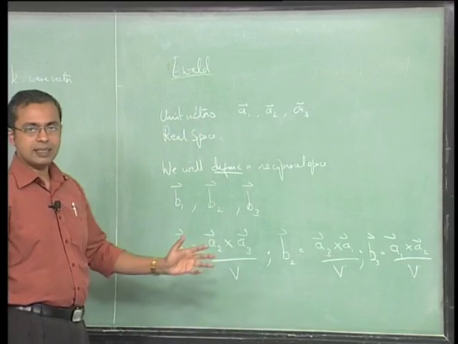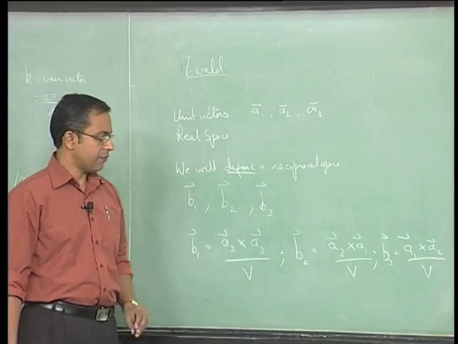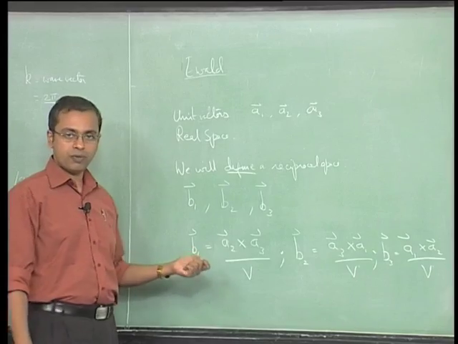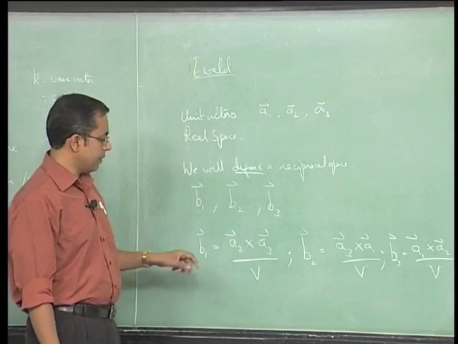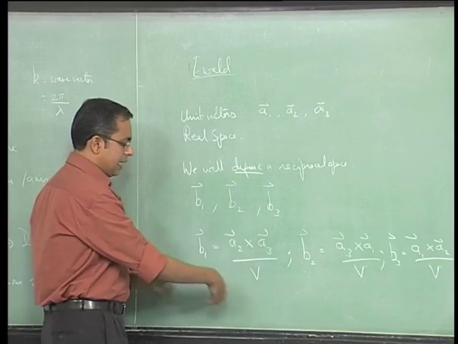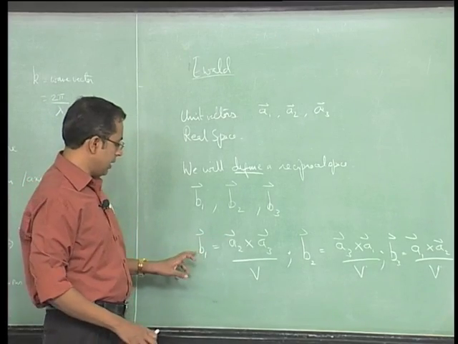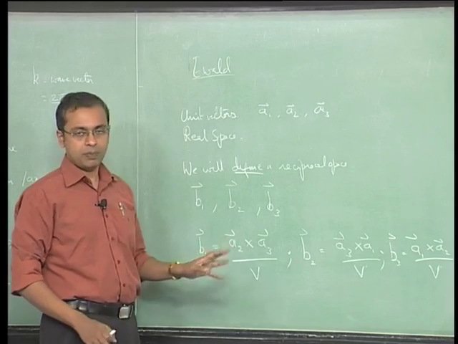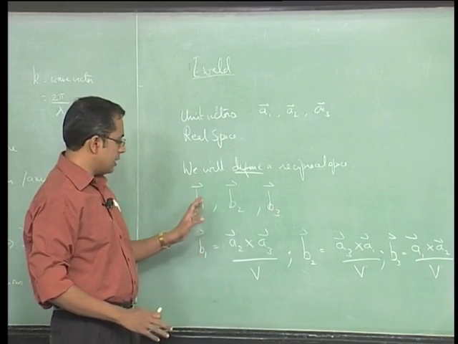By defining it like this, certain properties become available for B1, B2 and B3, which becomes convenient for our utilization later on. So now we will see, immediately based on this definition itself, simply because we have defined it like this, what is the consequence or what is the relationship between B1 and these reciprocal vectors.